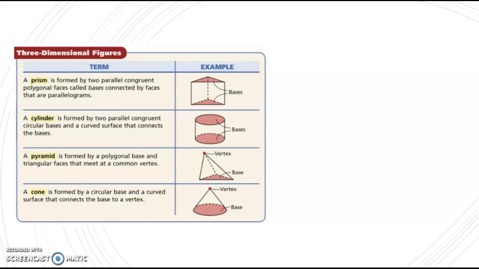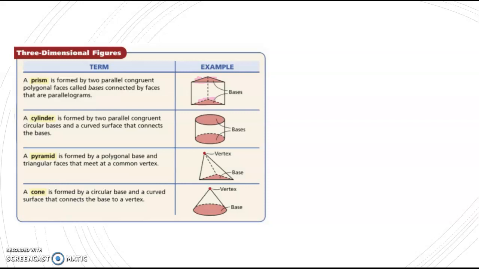The first one is a prism, and we name a prism if it's formed by two parallel congruent faces called the bases, and those connected faces that are parallelograms. So if I look at this first picture, I can see that these two parts that are shaded in are my parallel faces or my parallel bases.